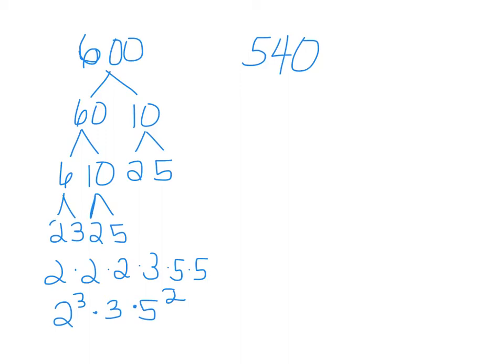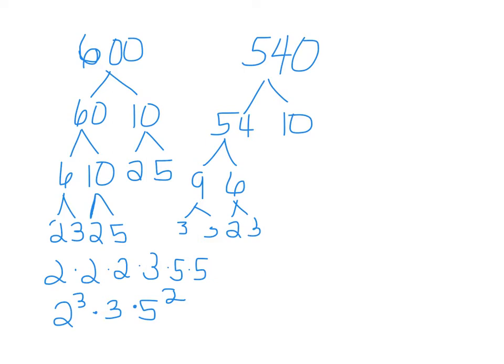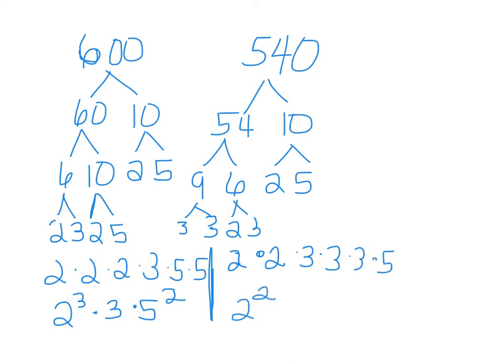Now, 540 I can break up into 54 times 10. 54 I can break up into 9 and 6. 9 I can break up into 3 times 3, and 6 I can break up into 2 times 3. And then 10 I can break up into 2 times 5. So really what I have here is 2 times 2 times 3 times 3 times 3 times 5, or 2 squared times 3 cubed times 5.